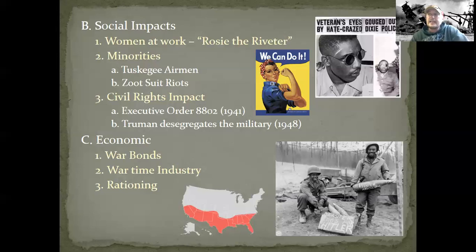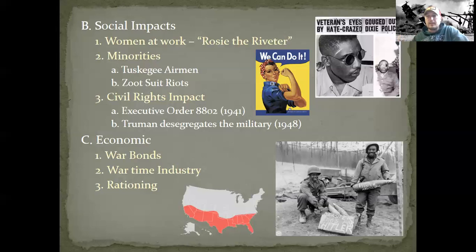Executive Order 8802 was signed by FDR, and what this did was outlaw discrimination in the war industries. Okay, so if you went to work in a factory that made tanks or planes, you could not be discriminated against based off your skin color. Okay. Now that doesn't apply to all society.